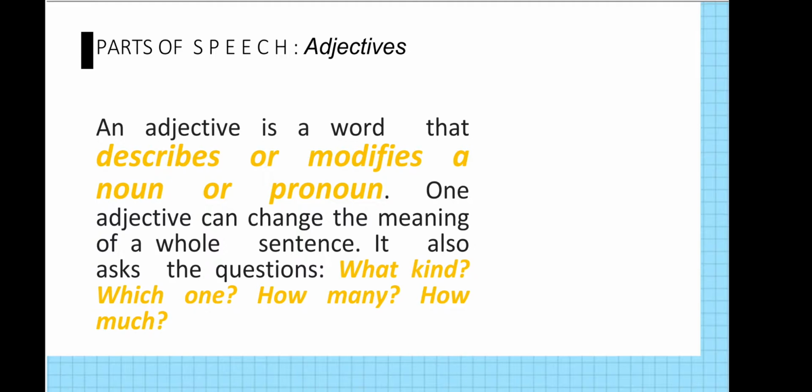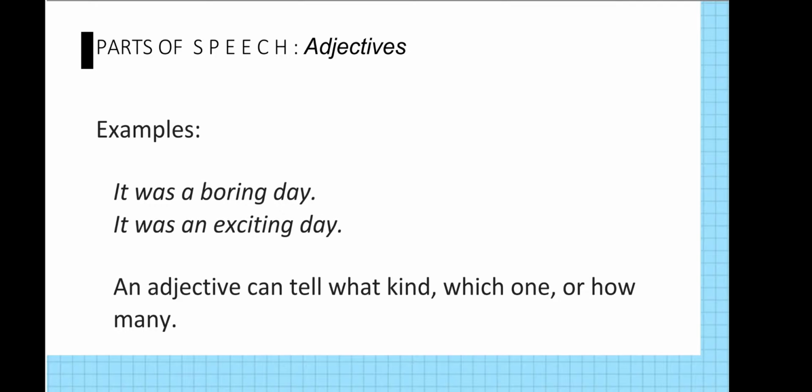Miss, what do you mean that an adjective could change the whole meaning of the sentence? Let us see the example. We have here two different adjectives, the boring and the exciting. The first sentence is written as, it was a boring day. The second, it was an exciting day. So you could see how two varied adjectives are used in the two sentences and how the meaning of the two sentences are different. Okay? So an adjective can tell what kind, which one, or how many, right?